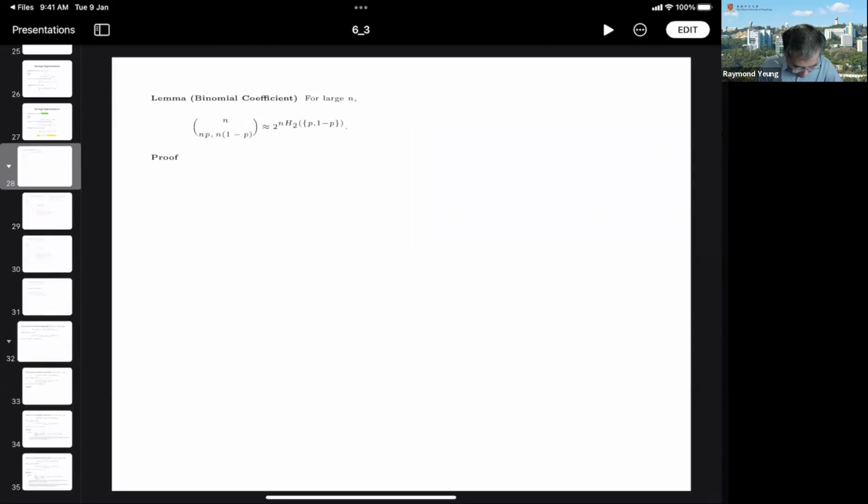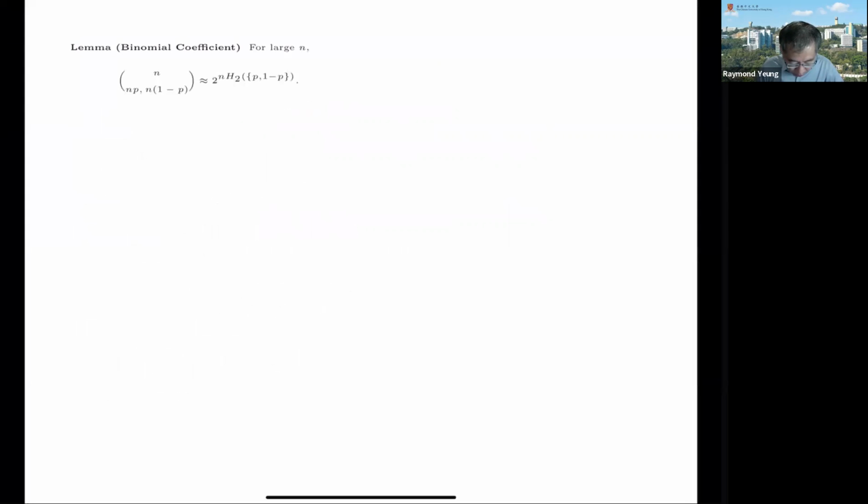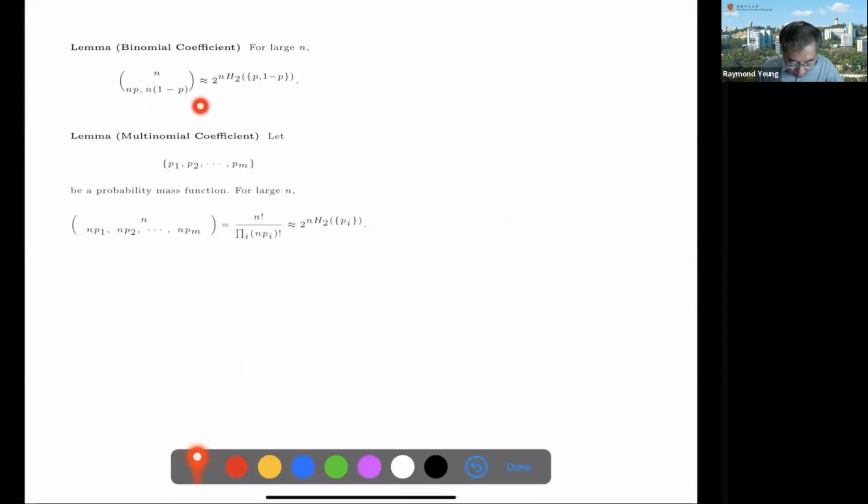More generally, consider the multinomial coefficient. For the binomial coefficient, we have this. For the multinomial coefficient, we have a distribution P1, P2 up to Pm, and then this multinomial coefficient is approximately equal to 2 to the power n times the entropy of this distribution. This is something that we're going to make use of.